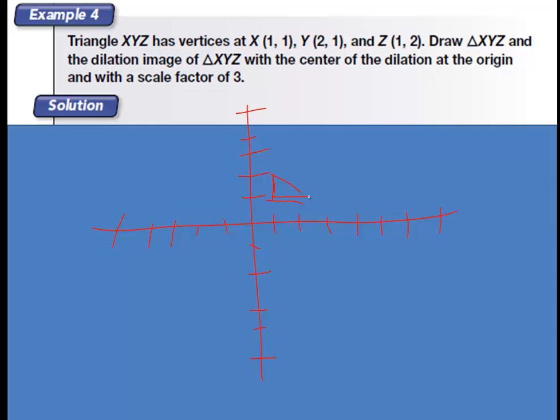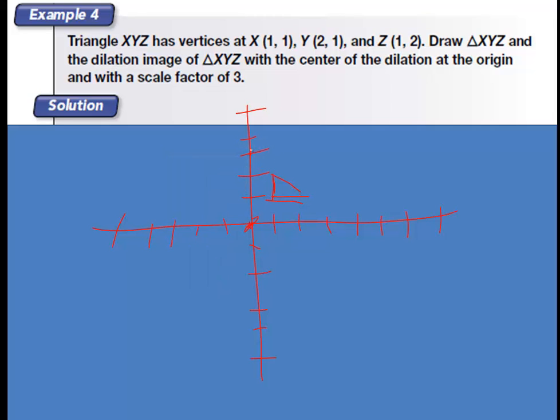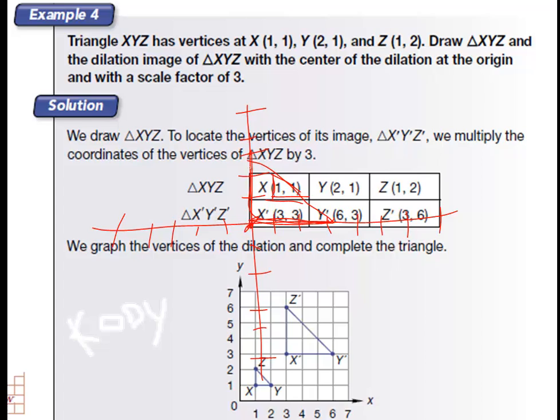Now it says draw X, Y, Z in the dilation image with the center of the dilation at the origin and with a scale factor of 3. So here's my origin right here, and I'm going to times it by 3. So 1 times 3 is 3. So 1, 2, 3. I can come up here, and I'm going to go sideways by 3: 1, 2, 3, go right here. So I'm going to say that that's going to look like that. Hopefully I'm right. Let's see. Yay. And that's what happens.